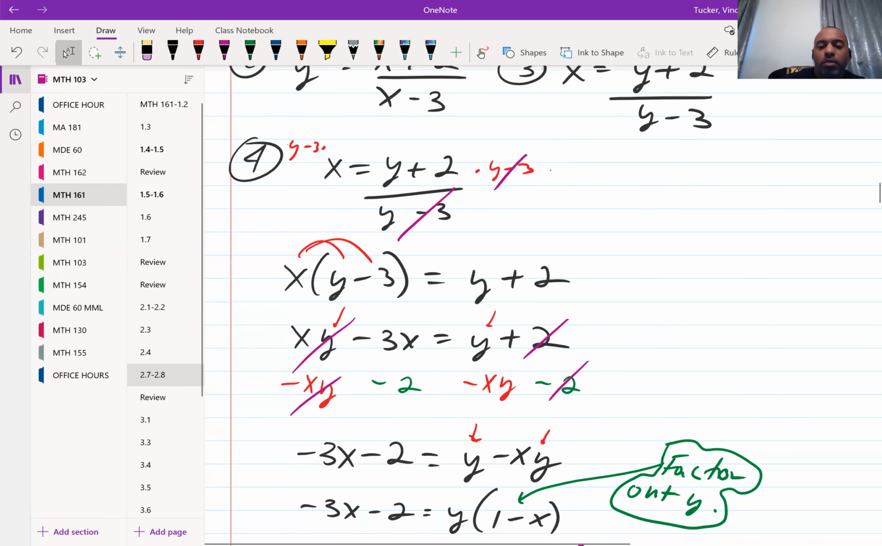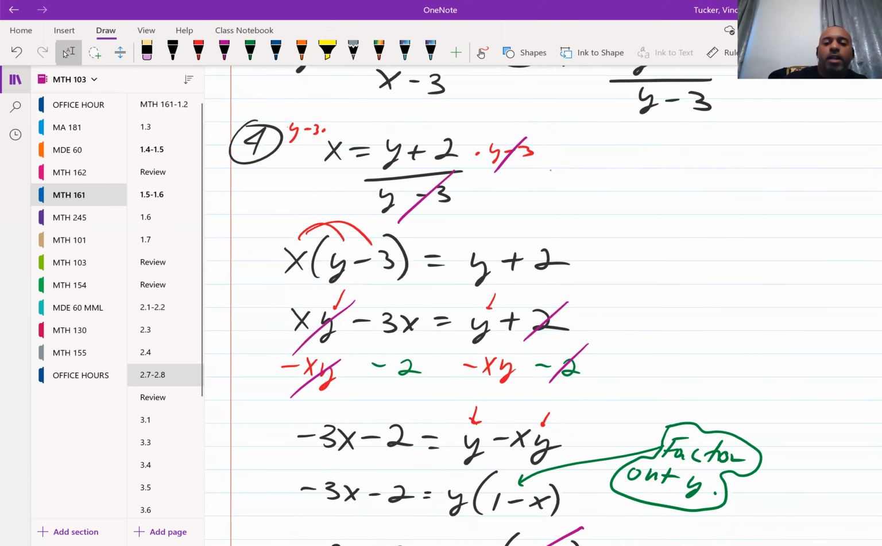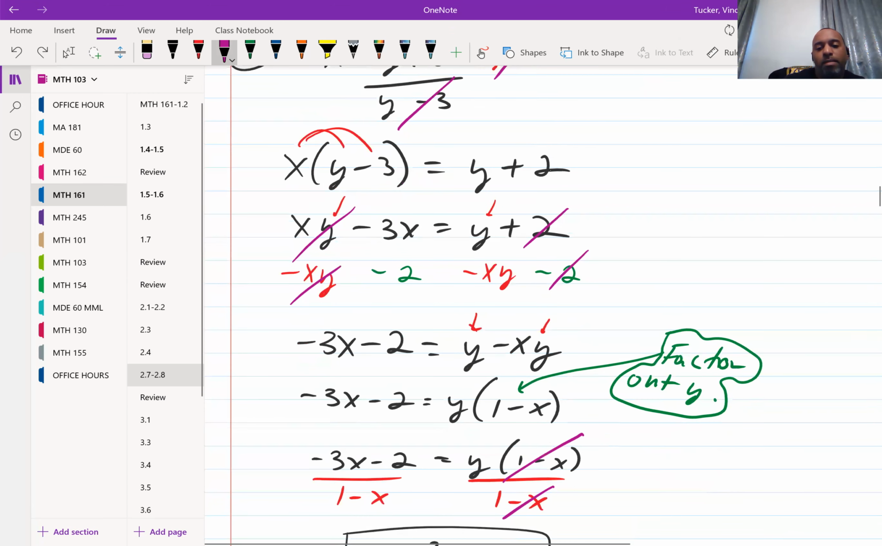All right, so we're going to factor out y. Now that we have each term with y on one side of the equation, we'll factor out y. So we have a single y. And then we can divide both sides by 1 minus x.